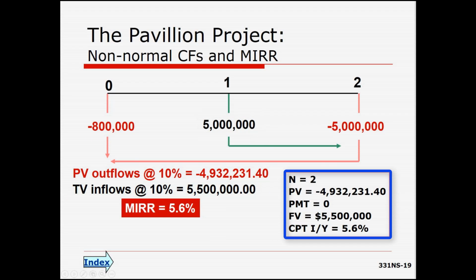Future valuing the 5 million at time 1 forward gives you 5.5 million. In your calculator, n is equal to 2. Present value is equal to a negative 4,932,231.40. Payment is 0. Future value is 5.5 million. Compute IY and get a 5.6%. The project is a no-go with an MIRR of 5.6 versus a cost of capital of 10%.